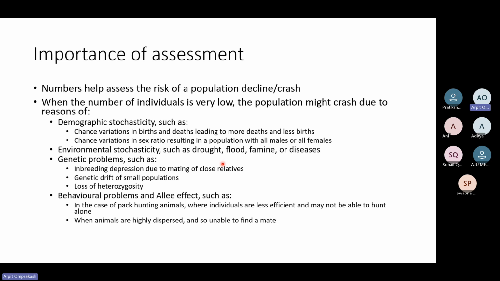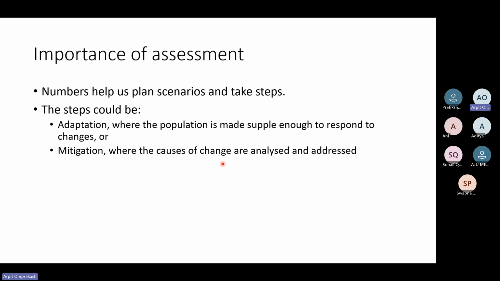Behavioral problems and the Allee effect. The Allee effect is basically when animals are dispersed from their group, they are less efficient. So five wolves can, let's say, hunt down 10 meals a day, but one wolf cannot hunt down two because it gets much more difficult for it. Right.